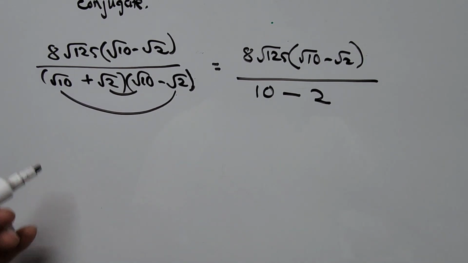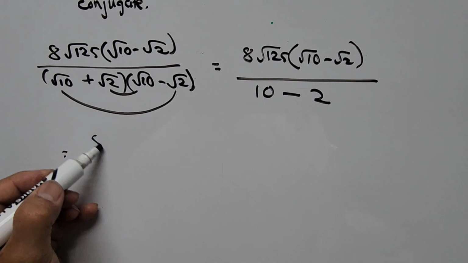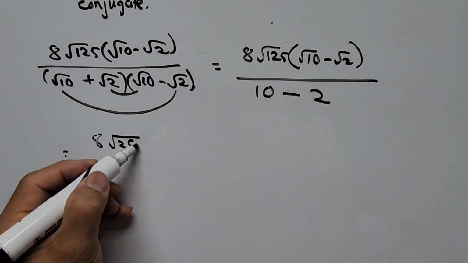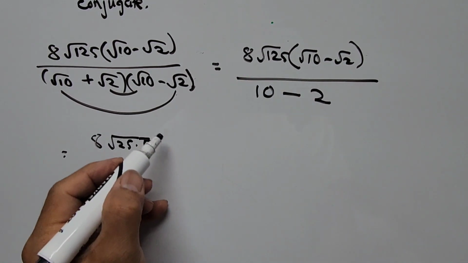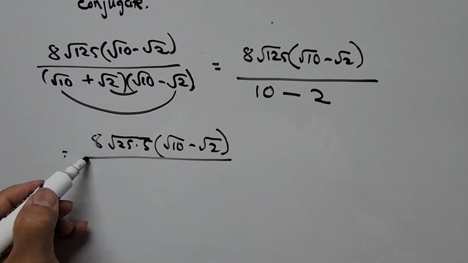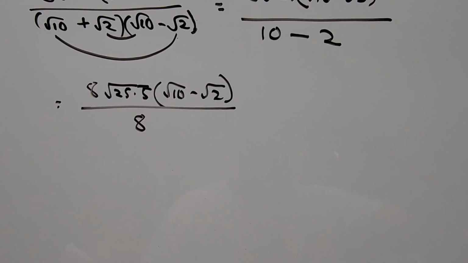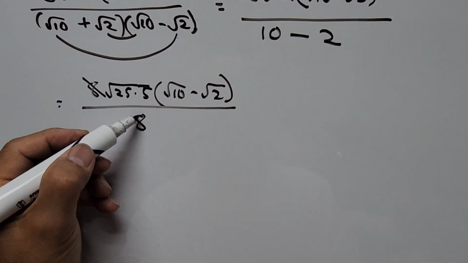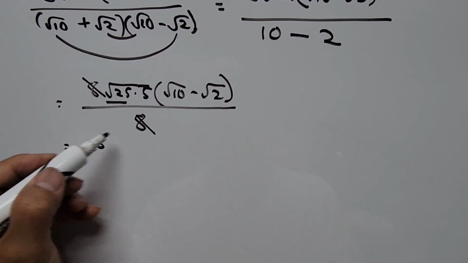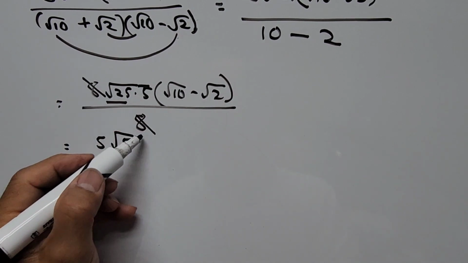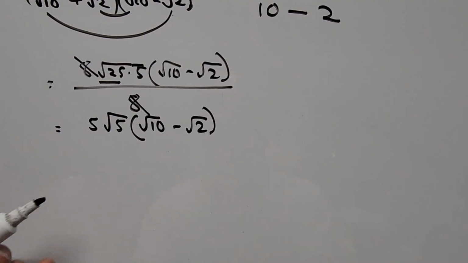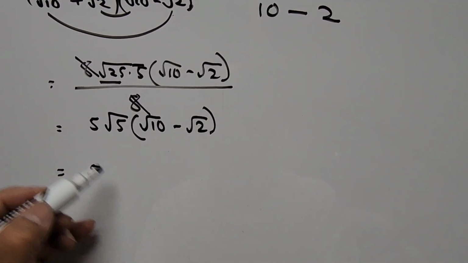So here, this is now equal to 8 times square root of 125, that is square root of 25 times 5, times the quantity square root of 10 minus square root of 2, divided by 10 minus 2, which is 8. Simplifying this further, we have the 8 cancelled and here the square root of 25 is 5. So we have 5 times square root of 5 times the quantity square root of 10 minus square root of 2.